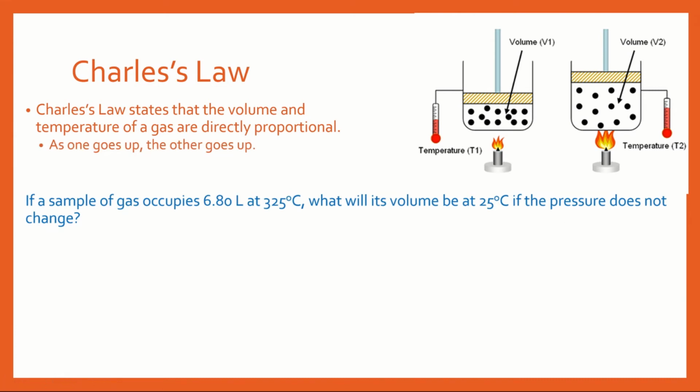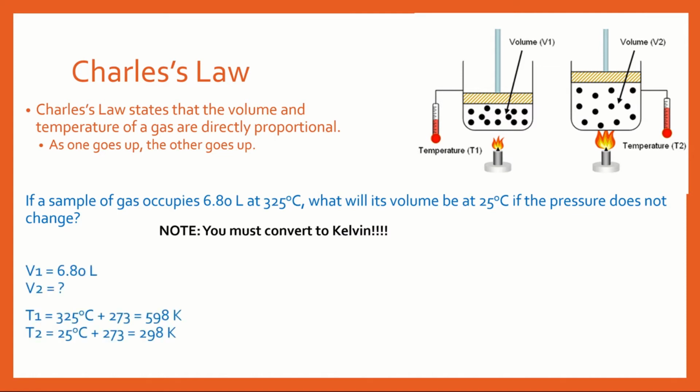Here's how we use it mathematically. So if a sample of gas occupies 6.8 liters at 325 degrees Celsius, what will its volume be at 25 degrees Celsius if the pressure does not change? Big important detail here, guys. You have to convert to Kelvin. You have to be able to do that every single time. We can't use degrees Celsius. So there's our value, our 273. Again, I like to list out my variables. You don't have to, but I'm highly encouraging you to do so.